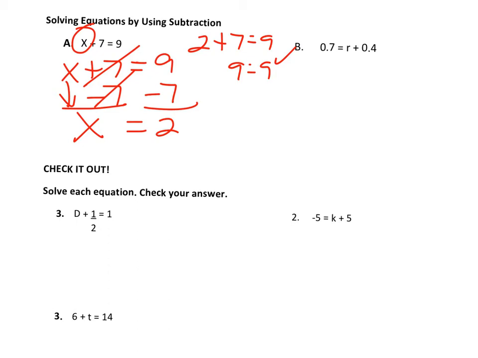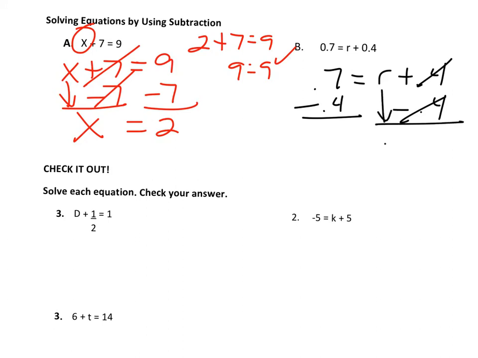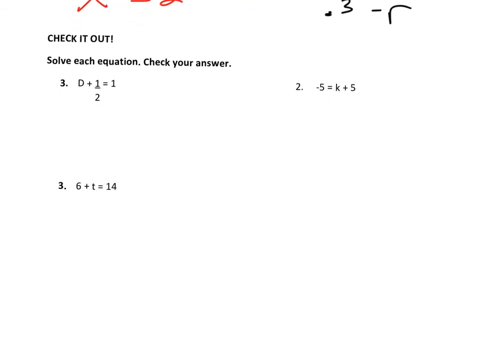Now, on B, it's r plus 0.4. I'm now going to subtract 0.4 from both sides. These cancel out. I'm going to bring down the r. 0.7 minus 0.4 is 0.3. And then finally, I'm going to let you do the next 3: number 1, number 2, and number 3. I'm going to see if you can do those.